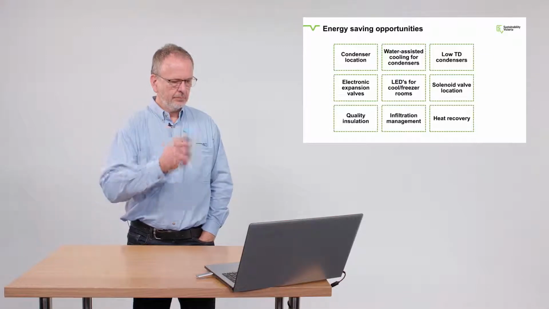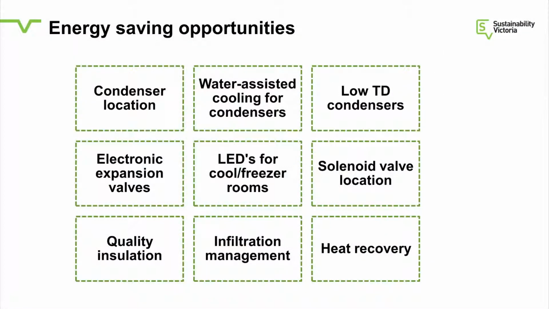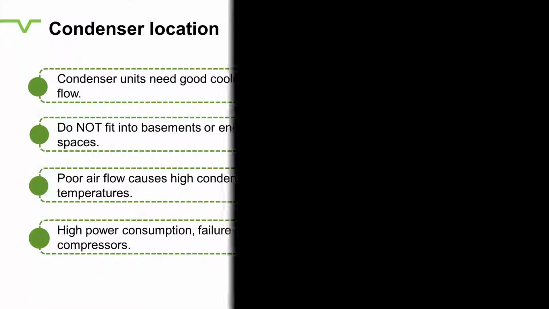We can locate the condenser correctly. We can use water-resistant cooling for the condensers. We can use low TD condensers, and I'll explain what that is shortly. We can use electronic expansion valves. LEDs are a really good idea. And we can make sure the solenoid valve is in the right position. We can ensure that insulation is well done. We can manage air infiltration into our rooms. And we can recover heat and offset gas use or electric heating elsewhere. So let's get into it.